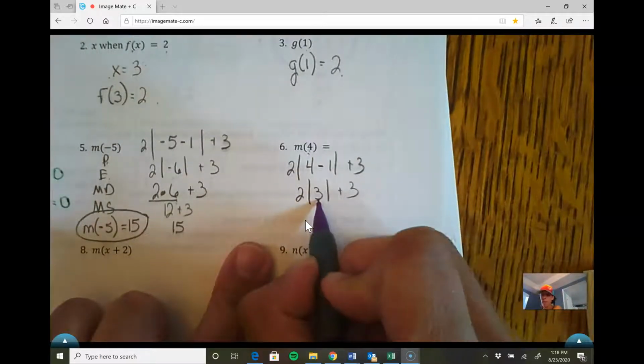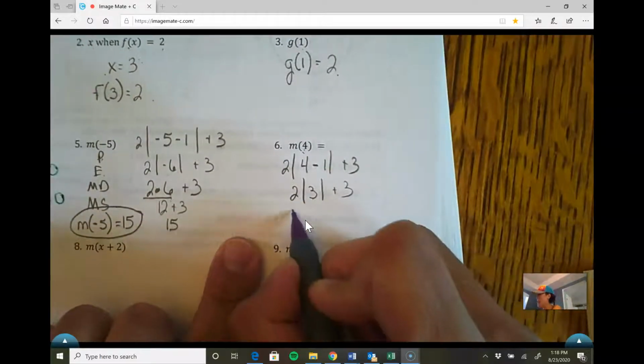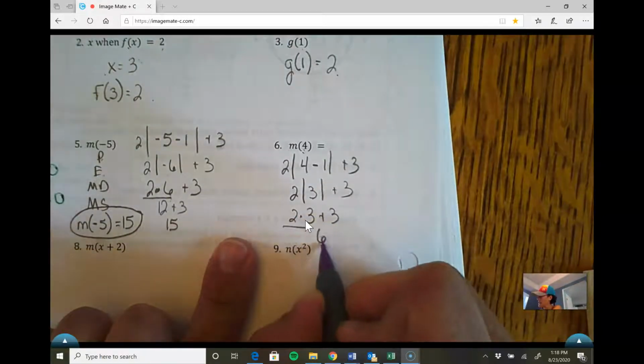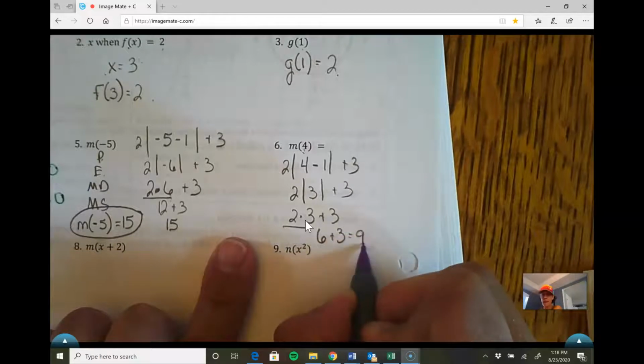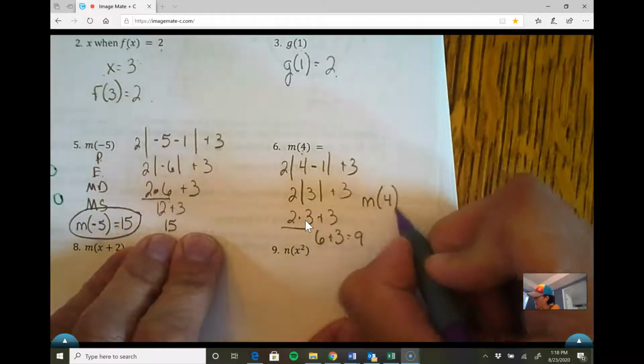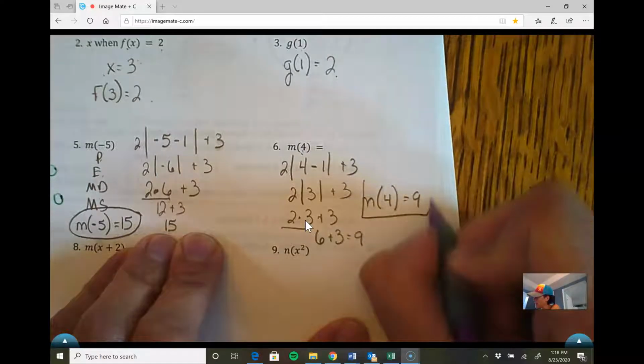Whenever you take the absolute value of a number, it always is positive. This is positive already. So now I'm going to multiply. I get 6, and 6 plus 3 is 9. And so I'm going to write my function. When the x is 4, I get an answer of 9.